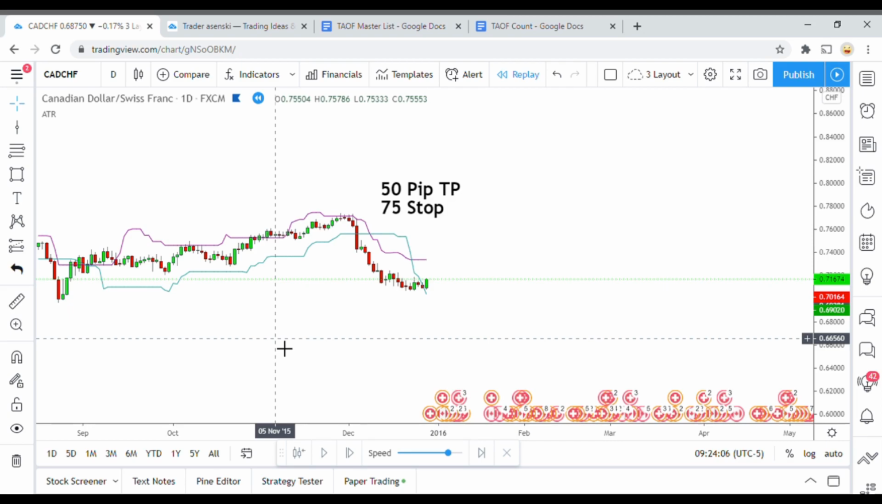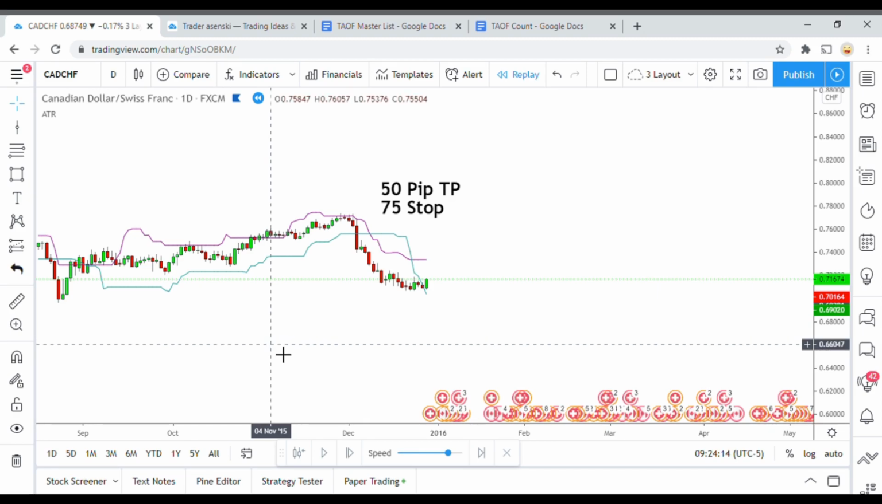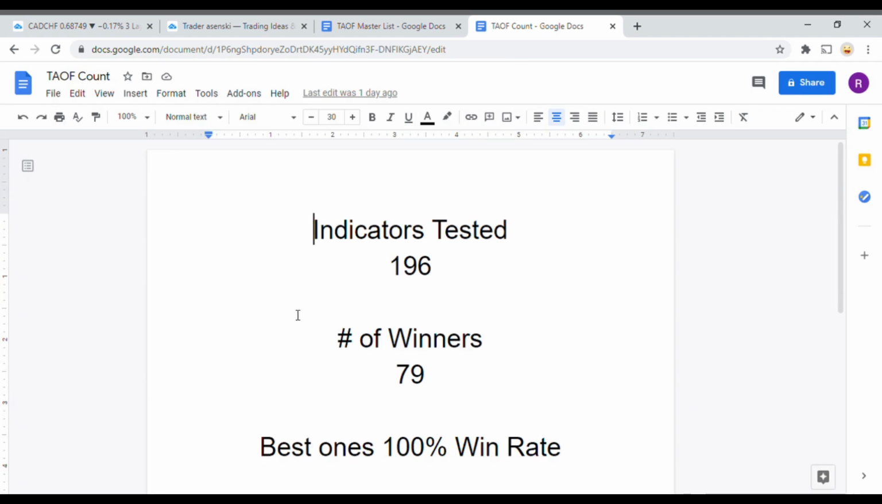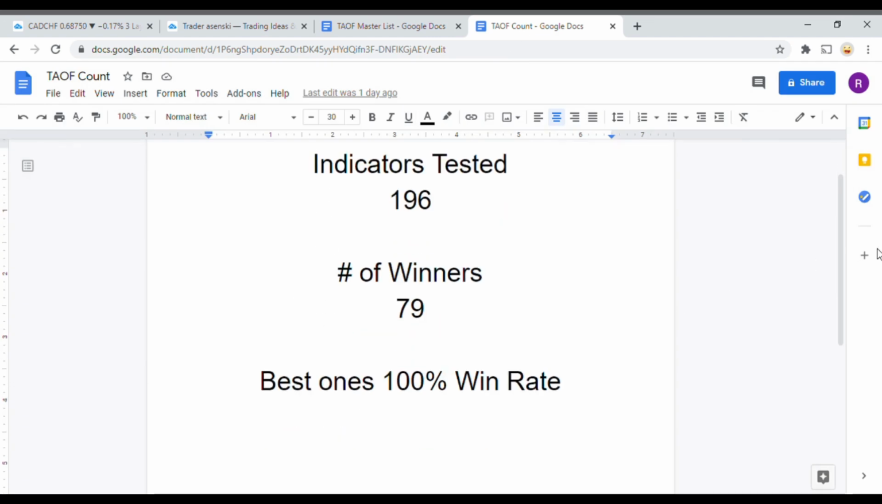All right, as I said, today we will be testing the average true range high-low indicator. But before we do, I wanted to put the indicator scoreboard up for everyone to see.